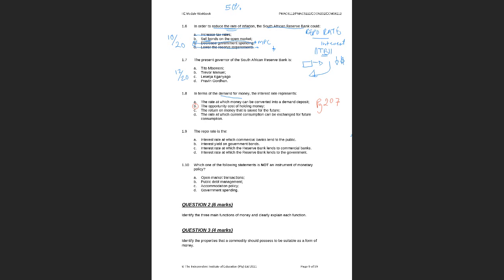It is B in this case. For the demand for money, the interest rate represents: the rate at which money can be converted into a demand deposit, nope, that has nothing to do with the interest rate. The return on money that is saved for the future, no, that has nothing to do with that either. The rate at which current consumption can be exchanged for future consumption, nope. It's always going to be B, the opportunity cost of holding money. The higher the interest rate, the more the opportunity cost of holding that money for speculative reasons. The lower the interest rate, the less the opportunity cost of holding that money for speculative reasons, right?